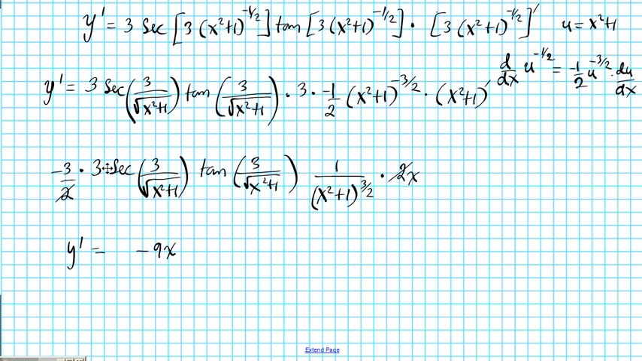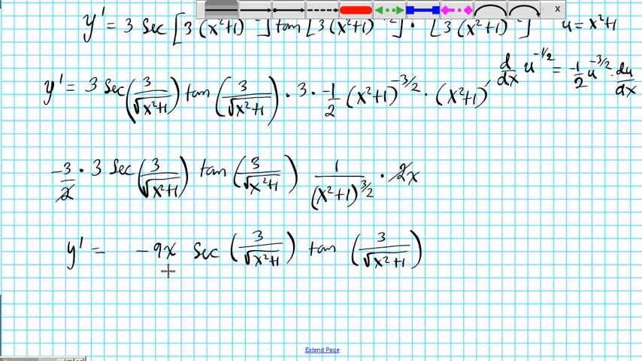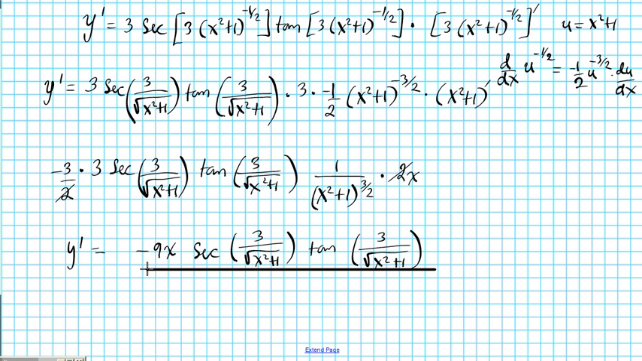times, that's 3 times 3 times x, secant of 3 over the square root of x squared plus 1, tan 3 over the square root of x squared plus 1, and then we divide the entire story by the denominator, which is x squared plus 1 to the 3 over 2. So divided by x squared plus 1 raised to the 3/2 power.